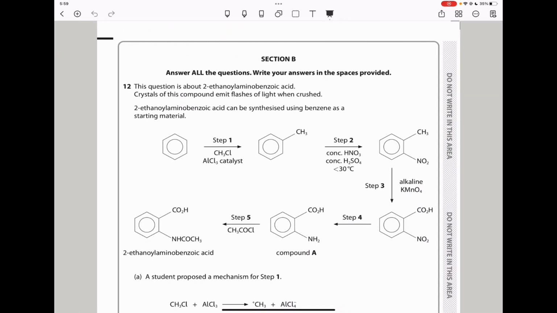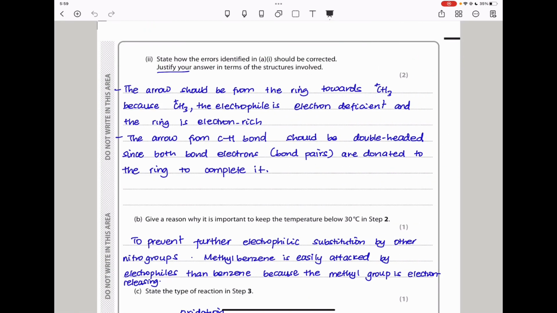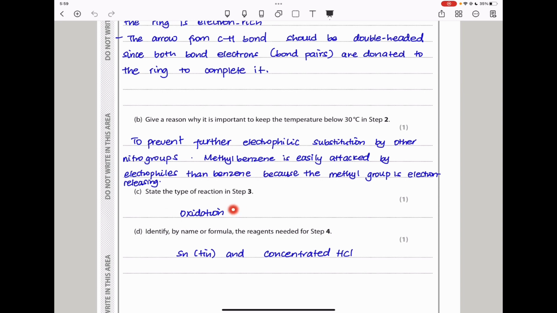Step 3 is this one here. This is an oxidation reaction. We are using potassium manganate(VII). Yep, that is an oxidation reaction. So the answer is oxidation.